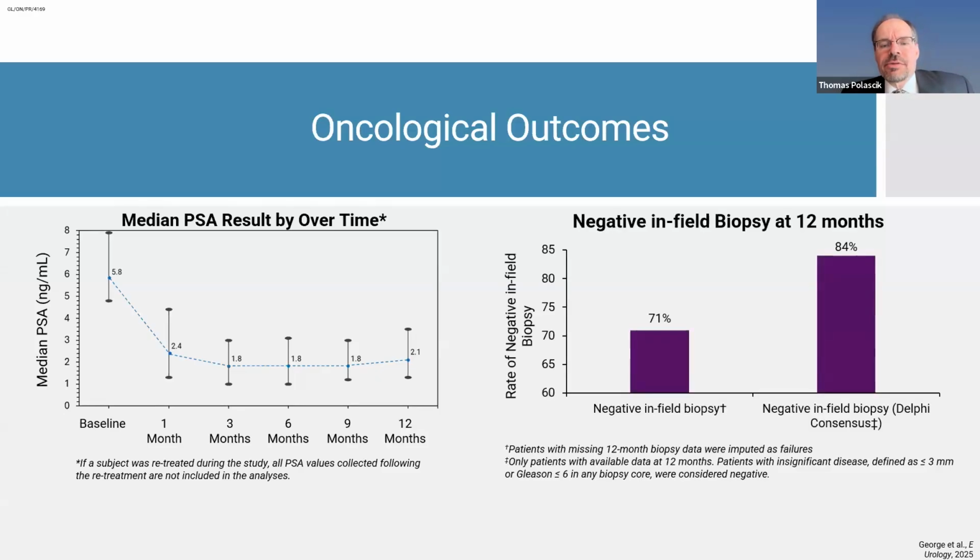The overall negative infield biopsy rate at 1 year was 71%. And then there was a Delphi consensus of the experts that said, well, we saw maybe a millimeter of Gleason 6. Is that clinically significant? Most people feel it isn't because even in a study, you could treat men with a few small areas of very low grade cancer that we all agree should be monitored anyway. But when you look at the consensus definition, 84% felt that at the 12-month mark this was effective.